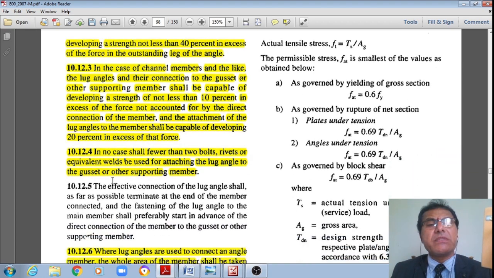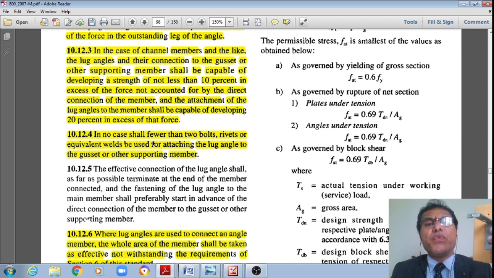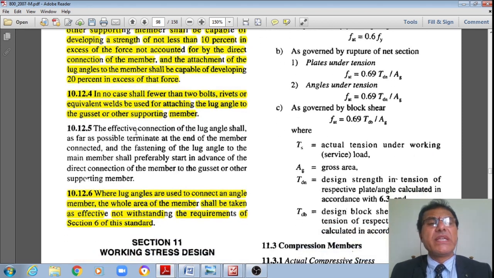And the next specification is that in no case fewer than two bolts, rivets or equivalent welds shall be used for attaching the lug angle to the gusset plate or supporting members. That we will see during designs. And the next specification is the effective connection of the lug angle shall be, as far as possible, terminated at the end of the members connected, and the fastening of the lug angle to the main member shall preferably start in advance of the direct connection of the member to the gusset or the other supporting member. This we will see during the detailing.